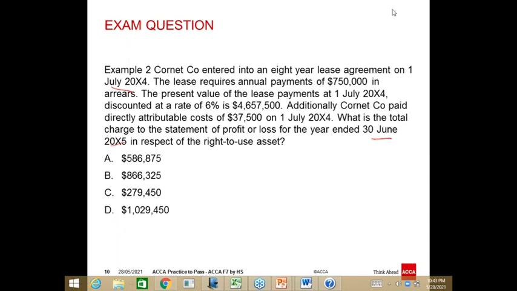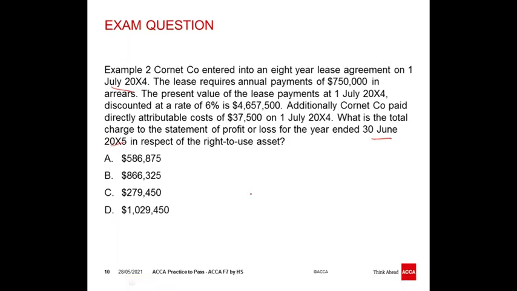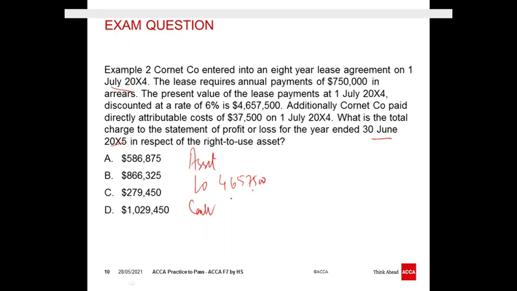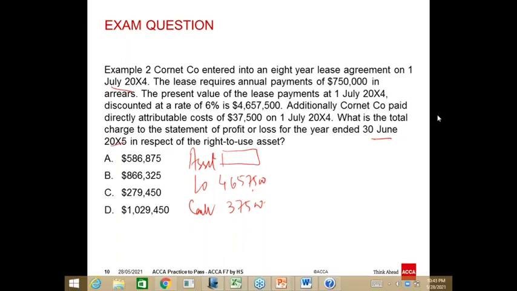Okay, so some of the students want me to solve this question. The first accounting entry will be asset debit, lease obligation credit, and cash credit. Lease obligation is 4,657,500. The attributable amount is 37,500. The asset will be reported by adding this figure: 4,695,000.